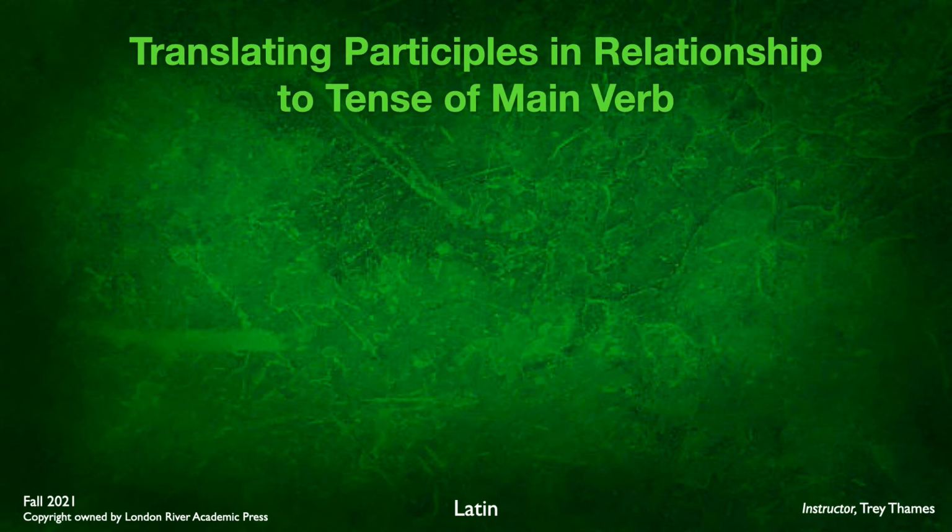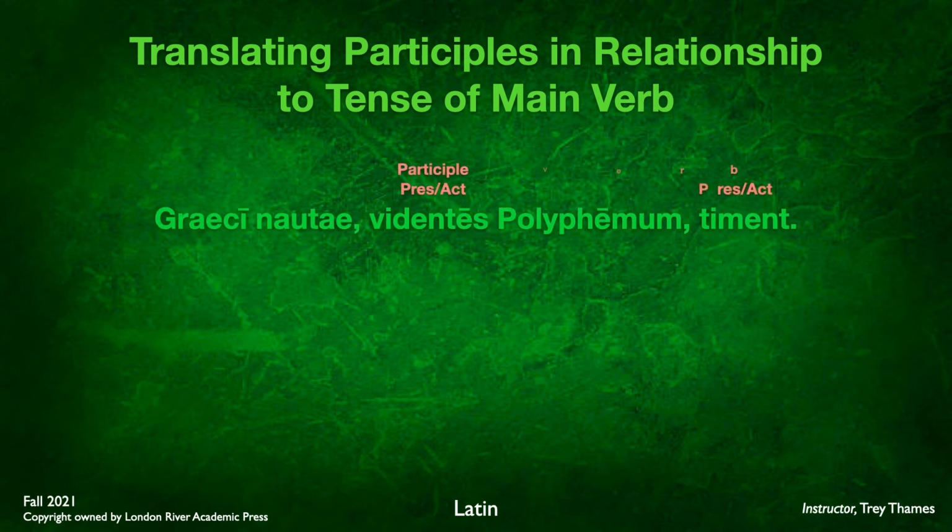Now, here's a couple of examples we're going to look at. Graiki nautai videntes palaphemum tement. We're going to look at the same sentence in three forms. All we're going to do is change the tense of the main verb. The main verb here is tement, the present active third person plural form. You can see videntes is your present active participle. You know that it's present because of that nt, and so we know that's the present active.